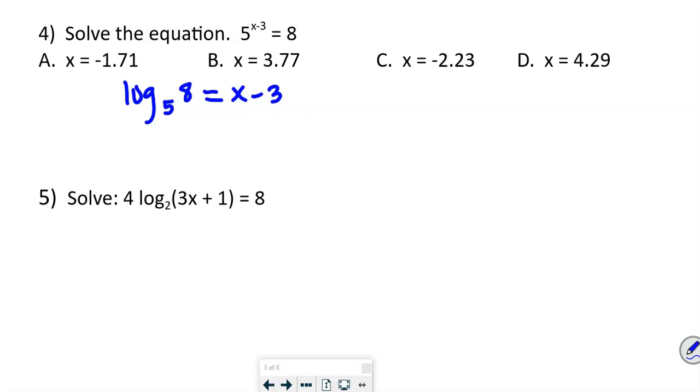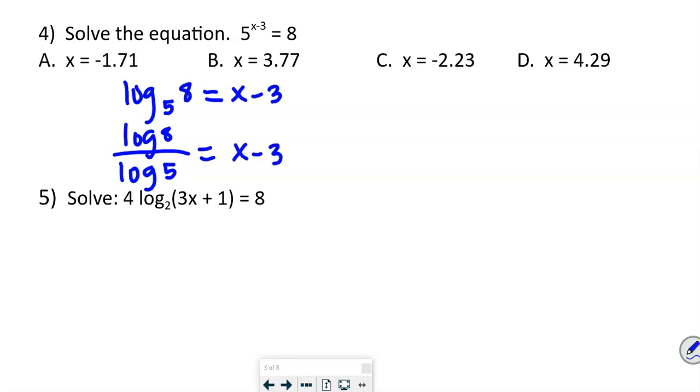So now we're going to use the change of base formula to rewrite this. So we're going to do log of 8. And what I always tell my students is if it's in the bottom, it stays in the bottom. That's why that log 5 is in the bottom. So you're going to divide the log of 8 by the log of 5. That's the change of base formula. And that's going to be equal to our x minus 3.